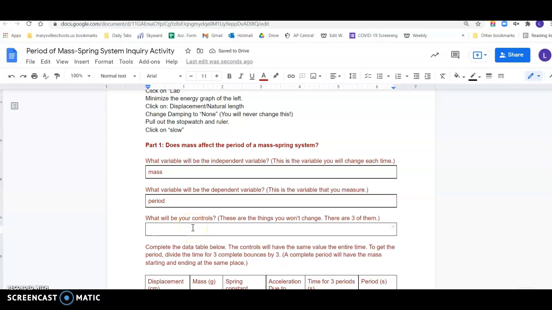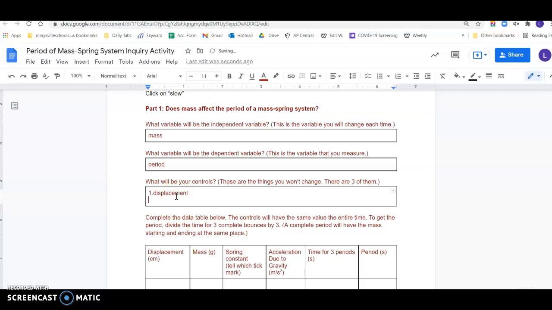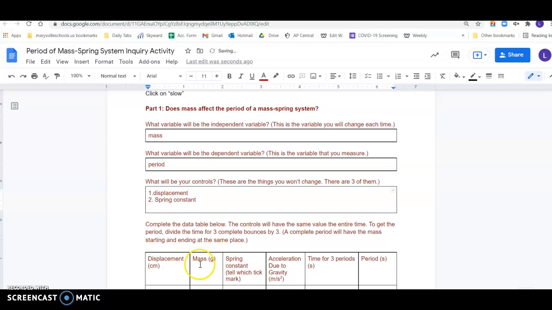And the controls are going to be the things that aren't going to change. So you can even look down here. We are not going to change the displacement. We are not going to change the spring constant. We are going to change the mass, notice. And we are not going to change the acceleration due to gravity.